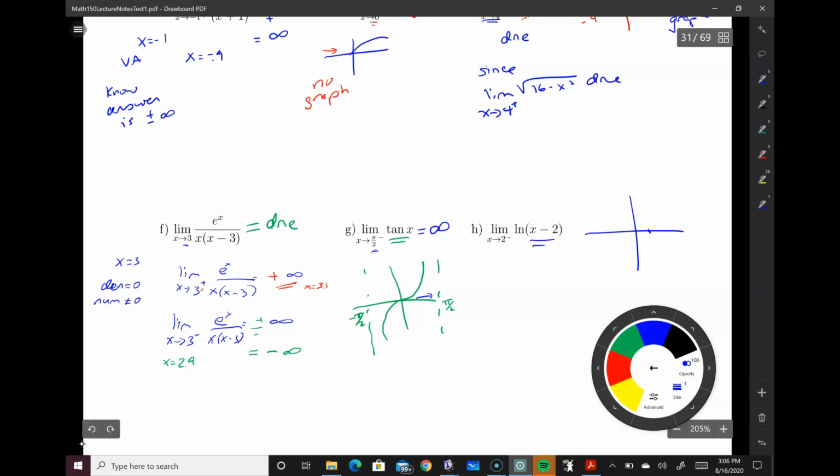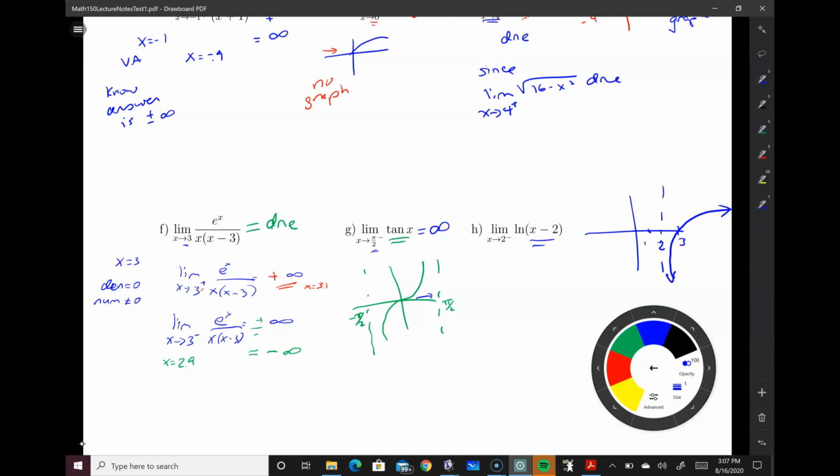This is my graph of ln of x shifted to the right by 2. It used to cross here at 1, so now it's going to cross here at 3. It used to have an asymptote here at 0, so now it's going to have an asymptote here at 2. So it's going to look like this. That's what my graph looks like.